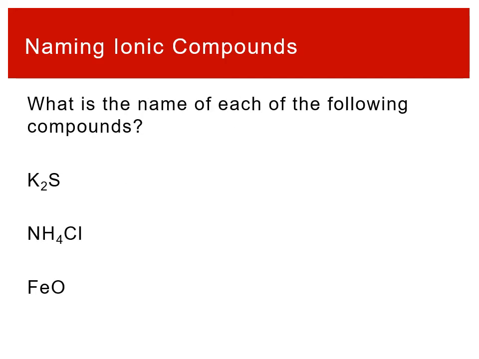So let's look at some examples. What is the name of each of the following compounds? I have K2S, NH4Cl, and FeO. When I'm going through this process for ionic compounds, I'm going to write out the name of the cation, followed by the name of the anion. Okay. So you were told that these are ionic. Normally, you would need to figure out that you're dealing with something that's ionic, but in this case, you were told. So it's just the cation and the anion. But we could still figure out that these are ionic based on metals or the presence of NH4.